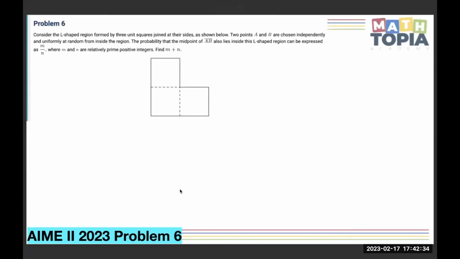This is the 2023 AIME II problem number 6. Consider the L-shaped region formed by 3 unit squares joined at their sides, as shown below. Two points A and B are chosen independently and uniformly at random from inside the region. The probability that the midpoint of AB also lies inside this L-shaped region can be expressed as m over n, where m and n are relatively prime positive integers. Find m plus n. Okay.